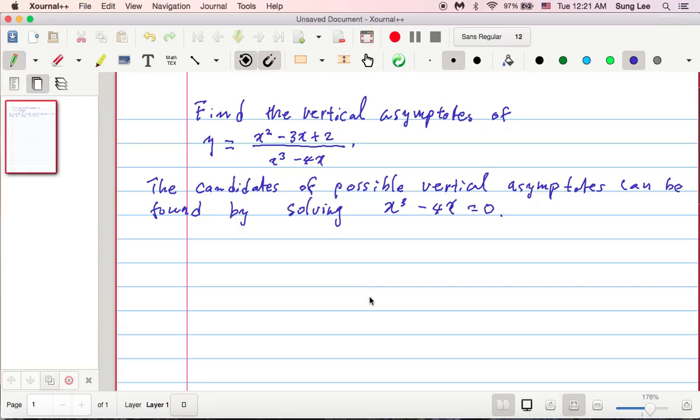Remember earlier we talked about the condition for a vertical line to be a vertical asymptote, right? So you have to examine those. So let's first find those candidates.